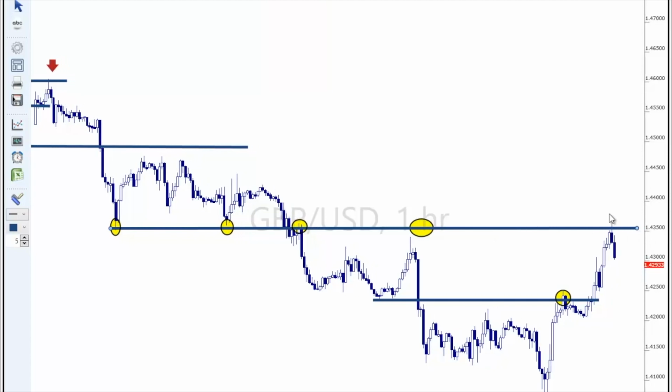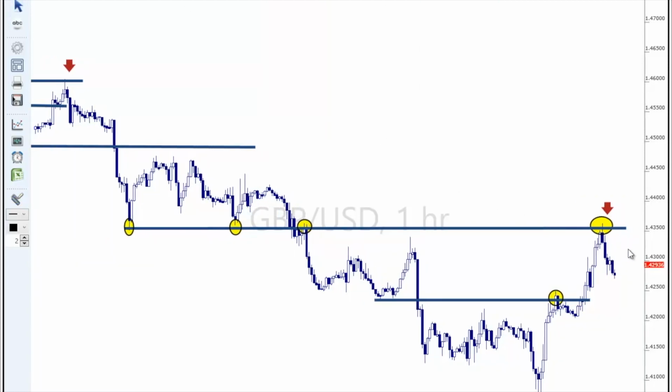Let's see. Look how we touched it. Look how we touched that level. Now watch. Coupled with an up sub ABCD swing, easy short. For those of you who know about your Fibonacci's, this is like a no-brainer short trade. This thing's going down.